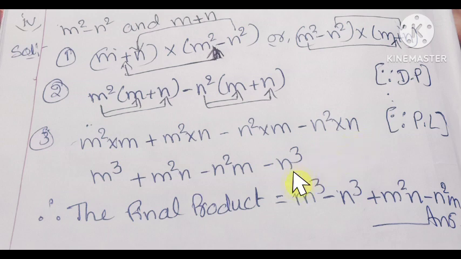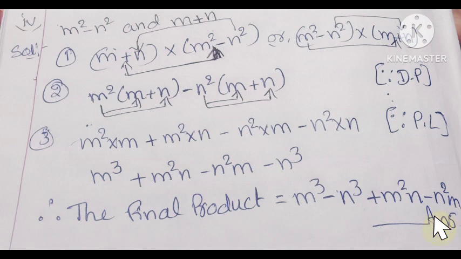Minus n square into n. Here, both bases are the same, we can add the exponents only. So n square into n is n cube, by using the product law. What's the product law? a to the power of m into a to the power of n is equal to a to the power of m plus n. So therefore the final product equals m cube minus n cube plus m square n minus n square m. Here there are no like terms to combine.